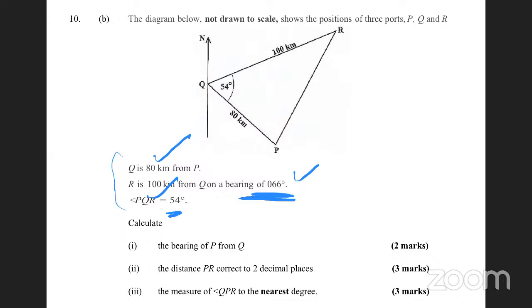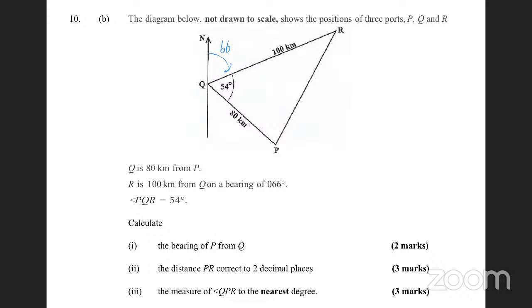Right, so where is 66? R is 100 kilometers from Q on a bearing of 66. So where is 66, from where? Tell me exactly where to put it. Between the North Pole and QR. Okay, so this angle here is 66. That angle there is 66.